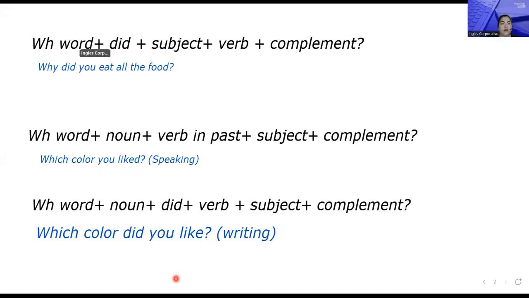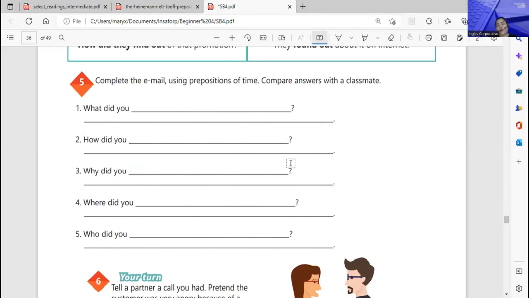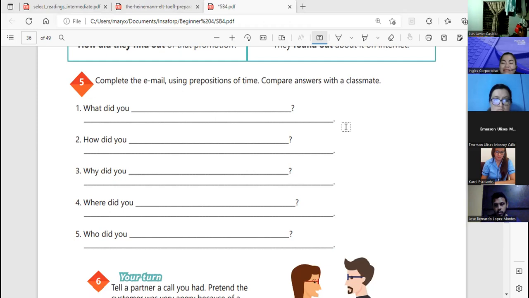Let's keep on making questions here. We're doing exercise 5 right now, making questions. What did you, how did you, why did you? Why do you like to do sport? What ingredient does a tres leches dessert have? That's a perfect question, Carla, but it's not in simple past. I need you to write your question in simple past. We're working in the past, okay?